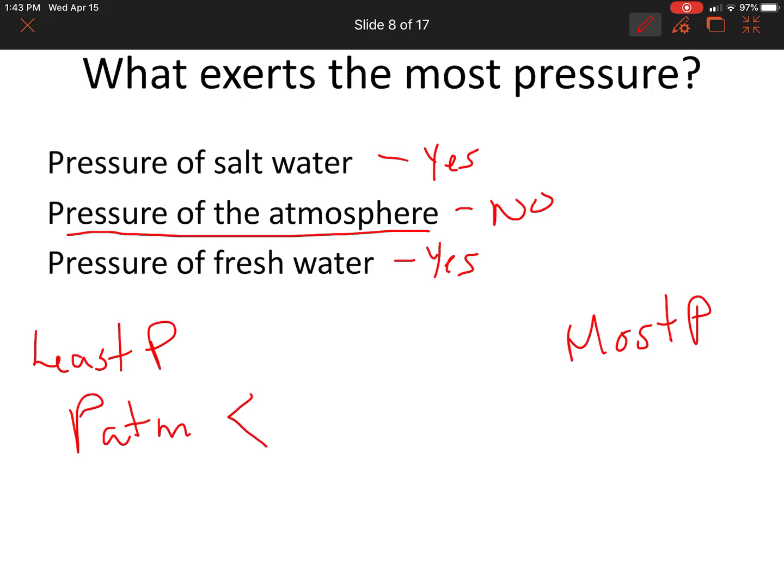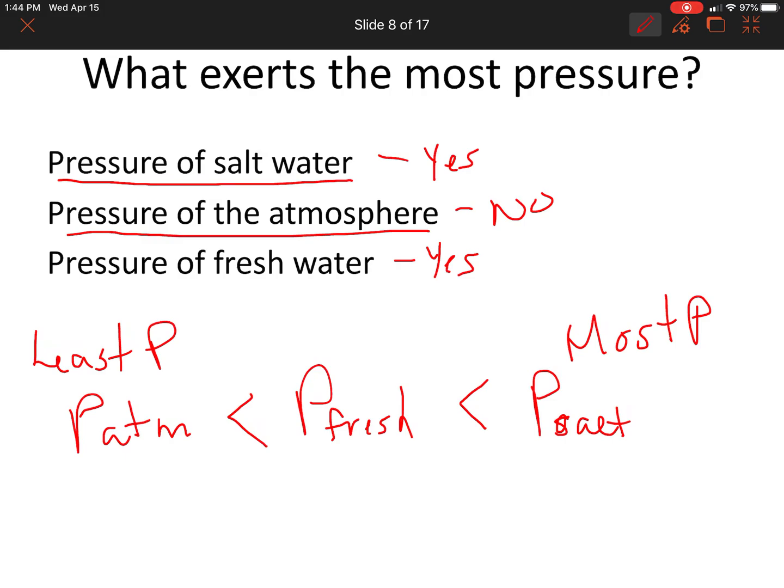So P atmosphere is going to be less than, and now which one's next? Is it fresh water or salt water? Some of you have probably swum in the ocean, which is salt water, right? What's the difference between swimming in the ocean versus swimming in fresh water? If you try to float, it's easier to float in salt water than in fresh water. The reason you can float easier in salt water is that it has a certain amount more pressure associated with it, because you've got more parts in a certain amount of volume.